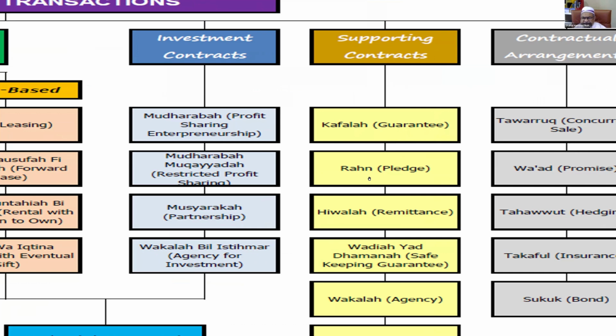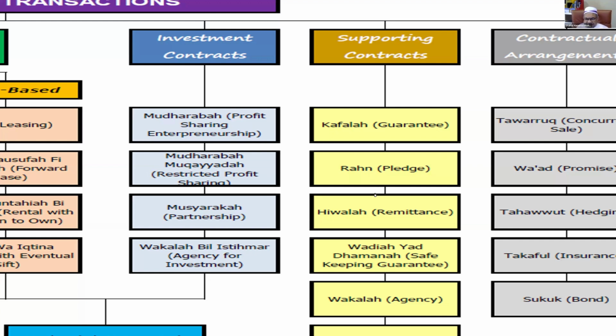Rahan is you pledge your assets. For example, you want to get a loan based on your jewels, you pledge this thing, but the conventional pledging, you go to that Marwadi, and the guy takes your jewels and then he gives you money, but you have to pay interest on the money he gives you. Here, no, it's another way we do it.